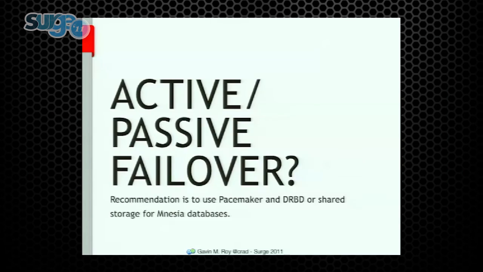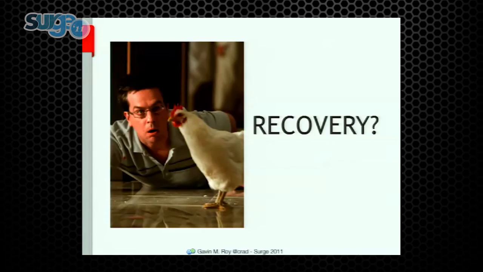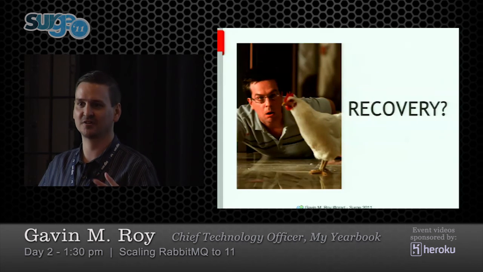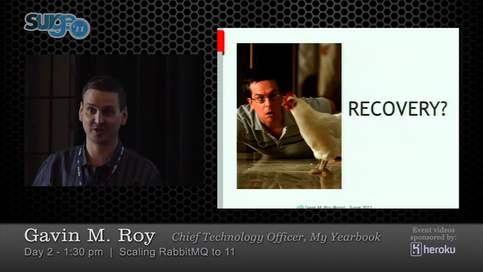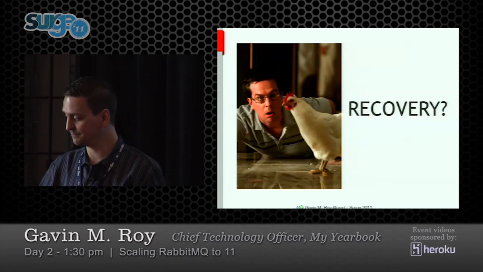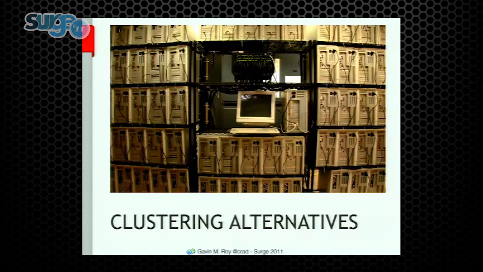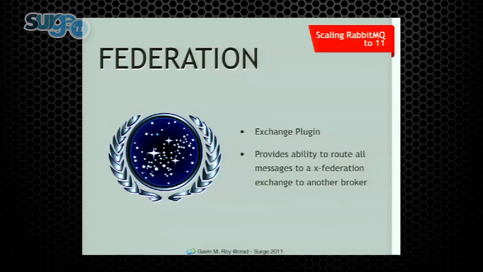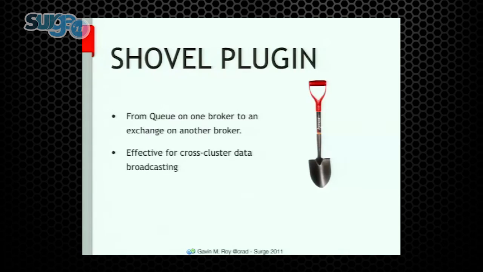You can also do active-passive failover using DRBD and Pacemaker. Should I lose a node, a new node comes in and takes its place. But recovery is hard in those aspects. Basically, that looks like stopping and starting cluster nodes and taking your system down in production in order to recover those clusters. So there are alternatives. Federation, where I'm moving data from one cluster to another at the exchange level. Shovels, where I'm taking data at the queue level and moving it into an exchange on another cluster.